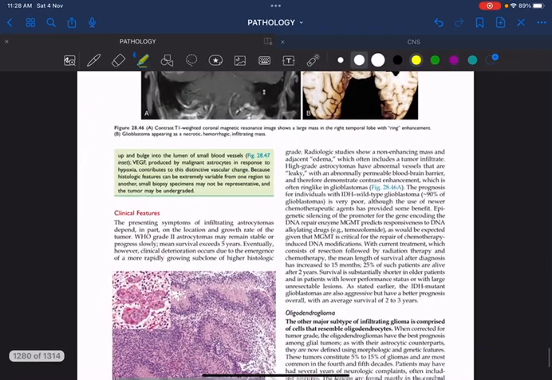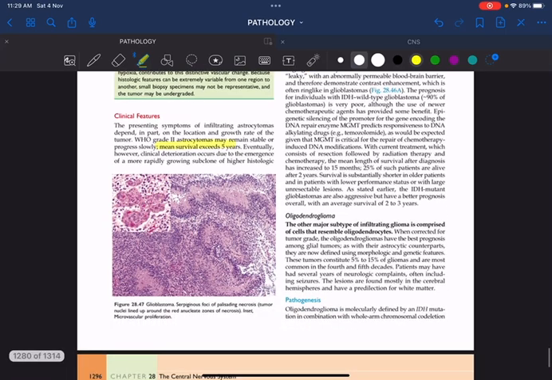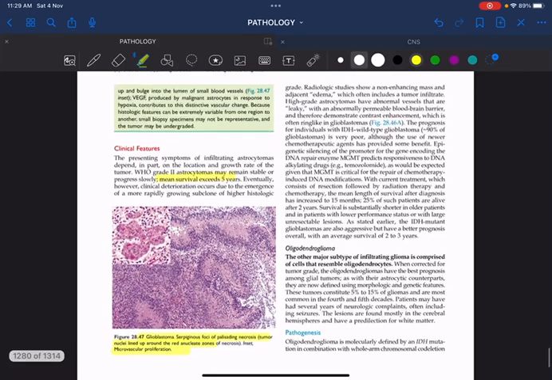Coming into the clinical features, the mean survival barely exceeds 5 years, and they are usually sensitive to chemotherapy as well as radiotherapy. You can see in glioblastoma serpiginous foci of palisading cells, a palisading pattern along with microvascular proliferation. They are highly vascular tumors. So this is what you have to see.